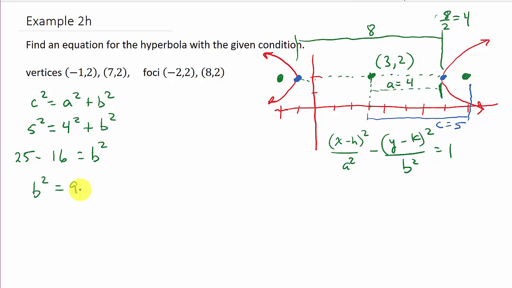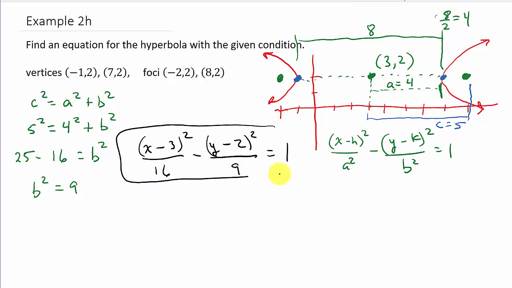All right. So my equation is x minus h, and h is 3, and that's squared, over a squared. Well, a is 4, so 4 squared is 16, minus y minus k, k is 2, squared, over b squared. Well, b squared is 9, and that equals 1. So there's the equation of the hyperbola.